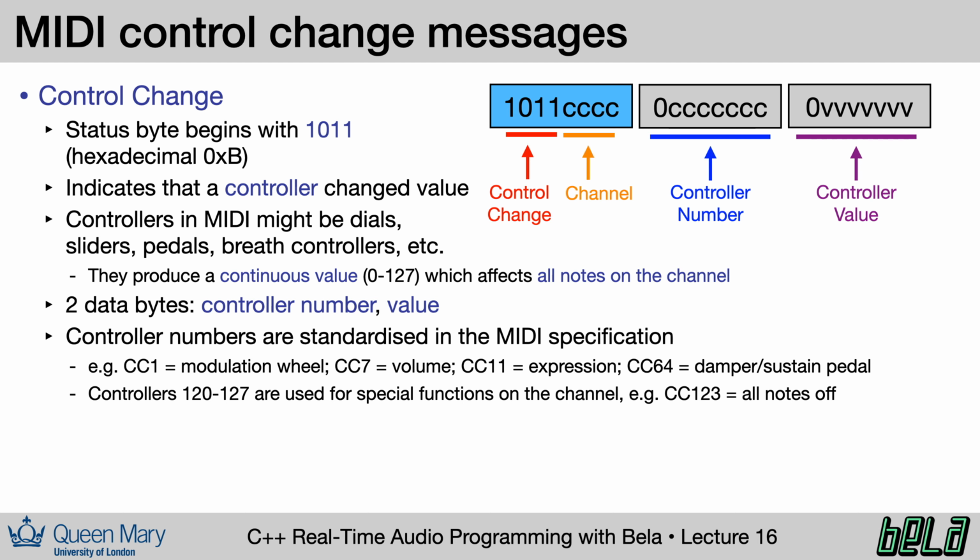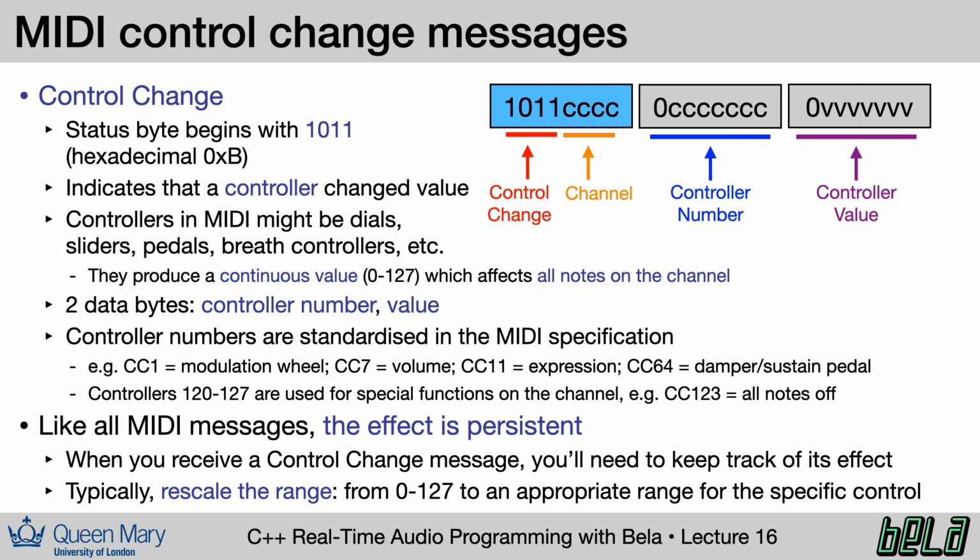One that's very standardized is control change 1, which is the modulation wheel. We'll see more on that in a minute. In the meantime, let's work out what we need to do to handle any control change message. The most important thing to remember is that these messages, like all MIDI messages, are persistent. When we receive the message, we're going to need to record its effect somewhere because we're probably going to need to use that later. The other thing that we need to do with a control change message is to rescale its range. Every MIDI control change has a range of 0 to 127, but in practice, most synthesis processes we're interested in might have their own ranges, so we'll need to rescale that range.